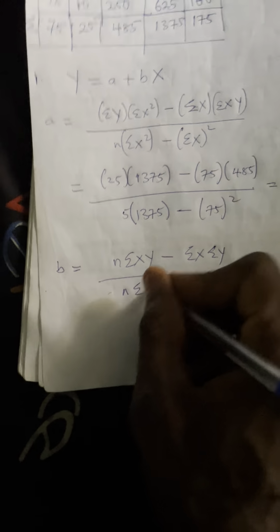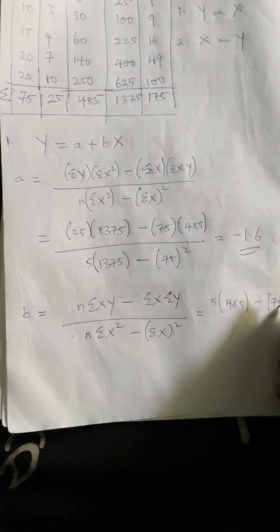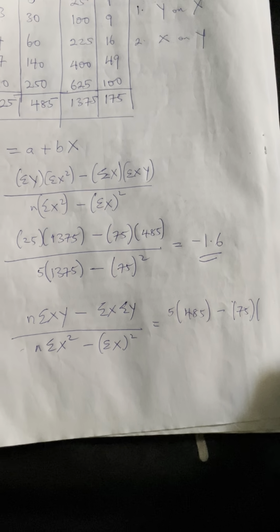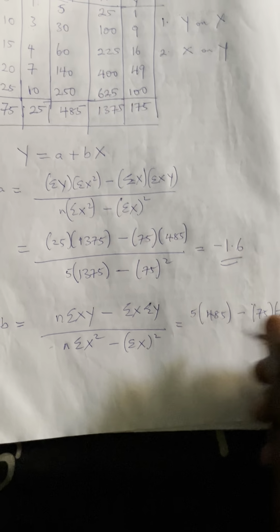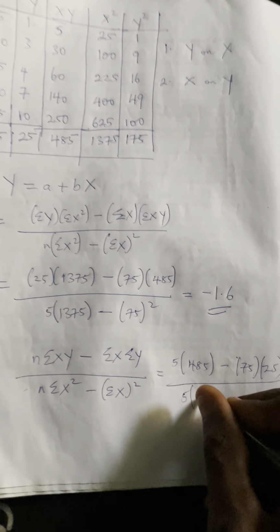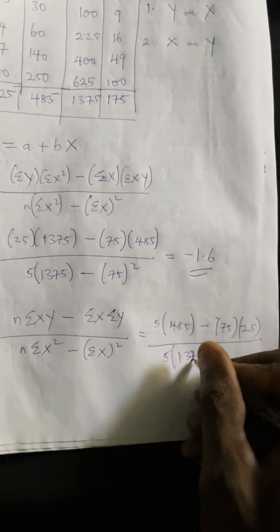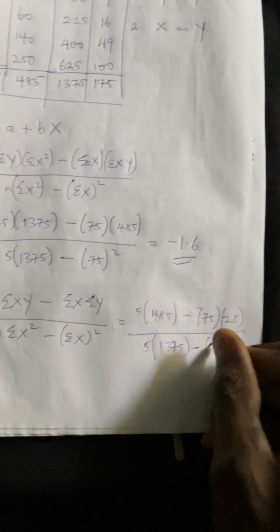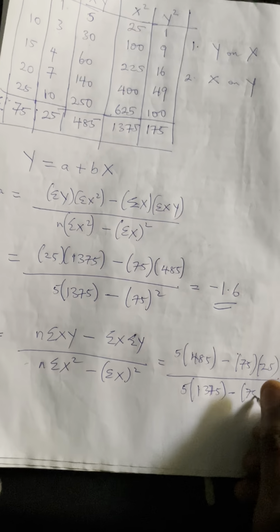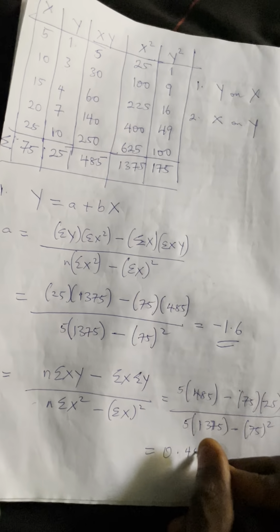Summation xy is 485 minus your summation x, which is 75, then summation y is 25, all over our n, which is still 5, bracket summation x square, which is 1,375, minus summation x, which is 75, all square. We find the final answer here, that's 0.44.